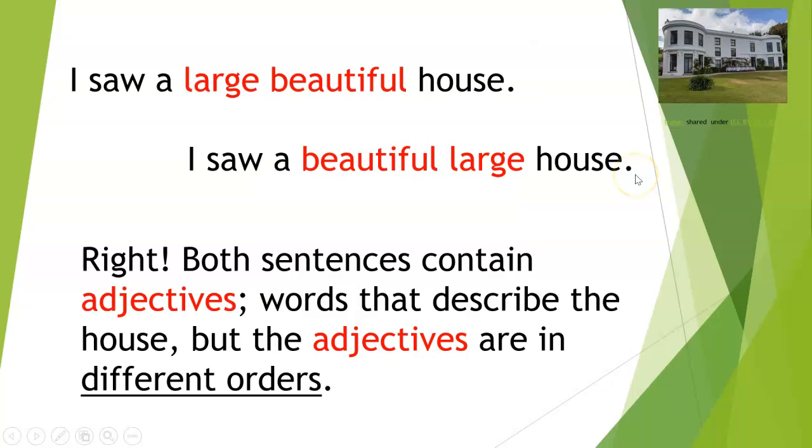Well, both sentences contain adjectives, which are words that describe the house, but the adjectives are in different orders. In this case, we have large and beautiful. In this case, we have beautiful and large. Both of these words are talking about the house, but again, they are in different order, right?